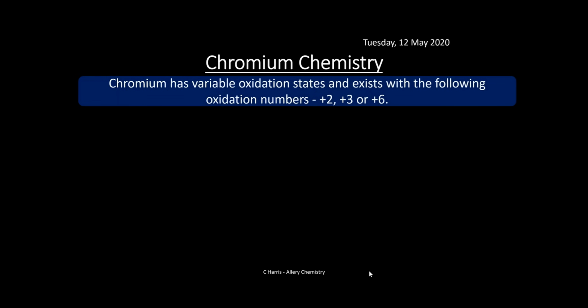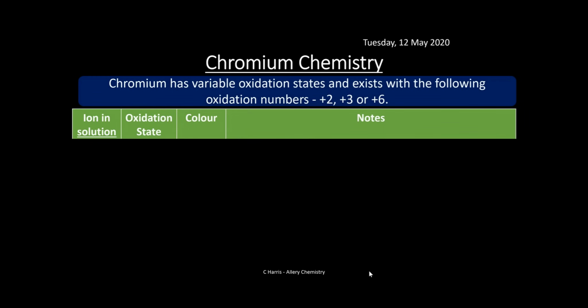Okay, so let's have a look at chromium chemistry now. Chromium chemistry is, again, quite vibrant. You see lots of different colours with this one as well, just like with vanadium. It has variable oxidation states, and they mainly occur in +2, +3, and +6. You need to know the reactions of these as well, because it's a specific area of chemistry.